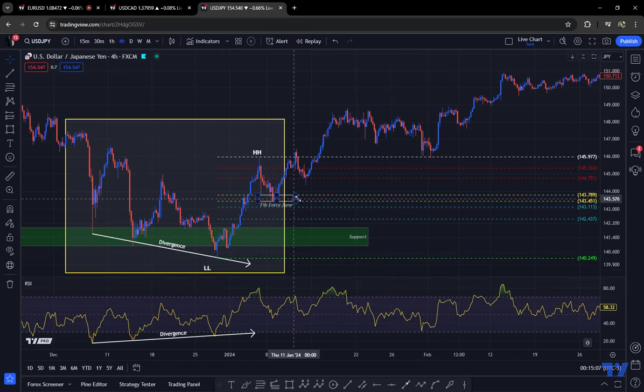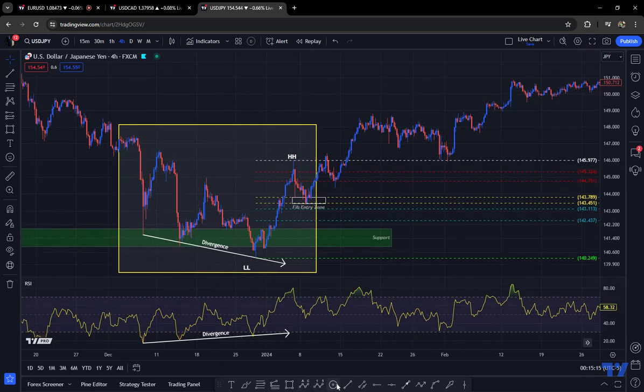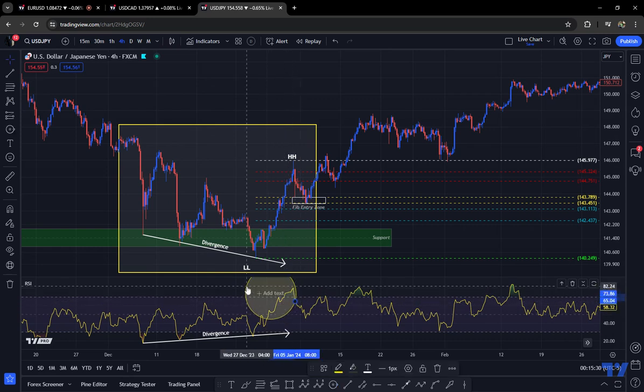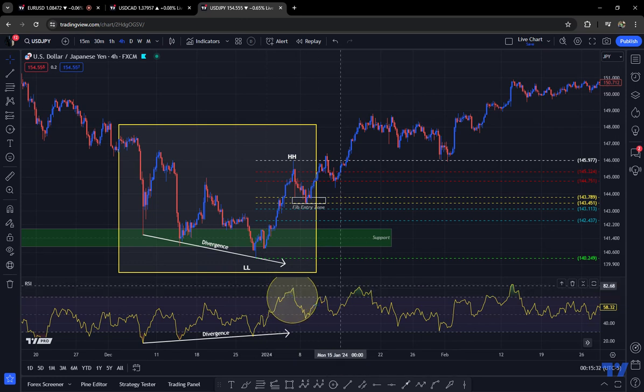How can we also be sure that this move truly is the bulls stepping in and taking charge? Well, you can see that shortly after our divergence is created on the RSI, you have price going from underneath the 50 to working up above the 50.